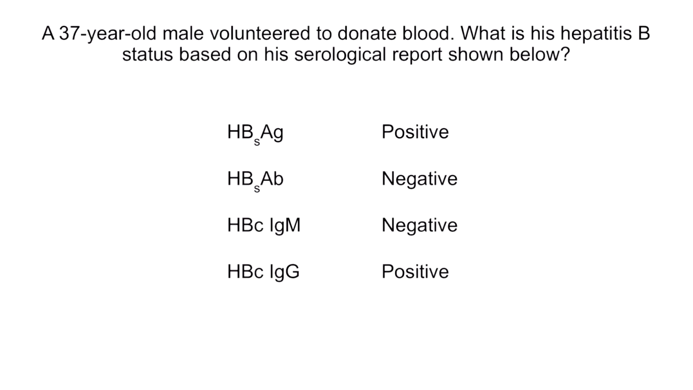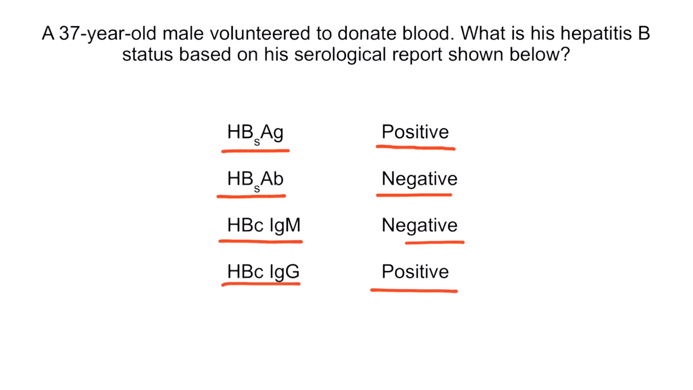All right, let's change the results again. Now we can see that the HB surface antigen is positive, HB surface antibody is negative, the HBcIgM is negative, and the HBcIgG is positive. So in this case, the HB surface antigen is positive, indicating a current infection. This is further reinforced by the negative surface antibody, showing an absence of immunity. The absence of IgM core antibody and the presence of IgG core antibody indicates a chronic infection.